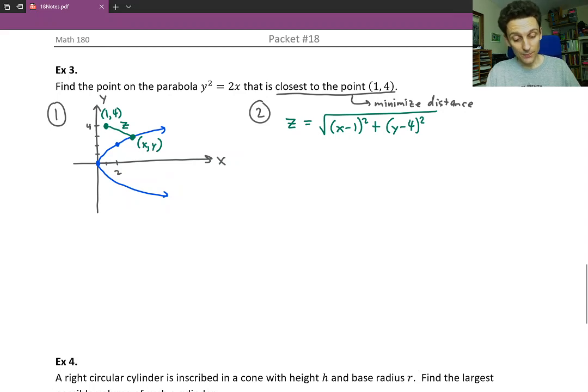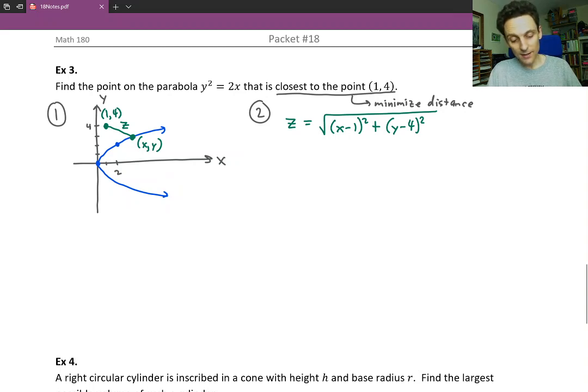So here we have z, which is the distance between those points, written as a function of x and y. Now, if we're going to take the derivative later of this distance function, it's kind of painful because we have this square root. Taking the derivative when we have a square root is a little bit difficult.